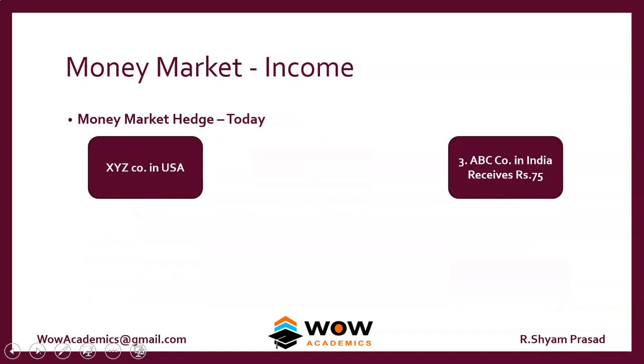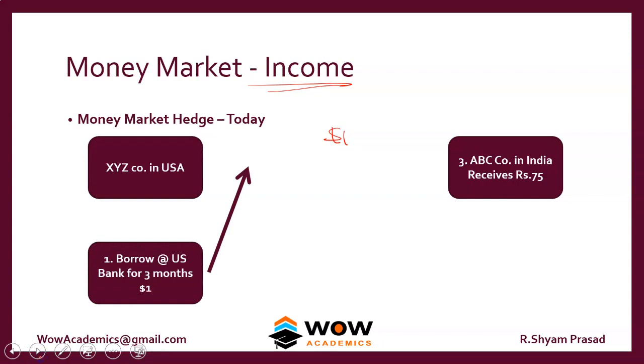We'll now look at the money market from the income angle. So assume that the Indian company has to receive $1 from the US company. Let's see how it happens. Either way, we are going to receive $1 from the US company in 3 months time.